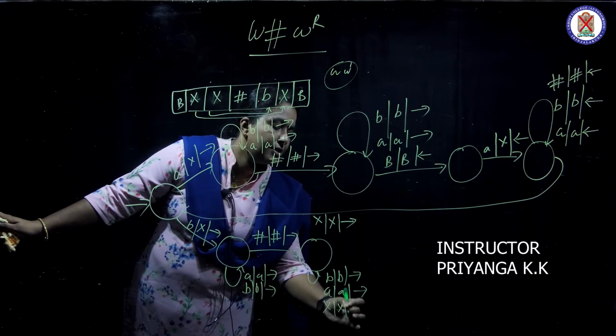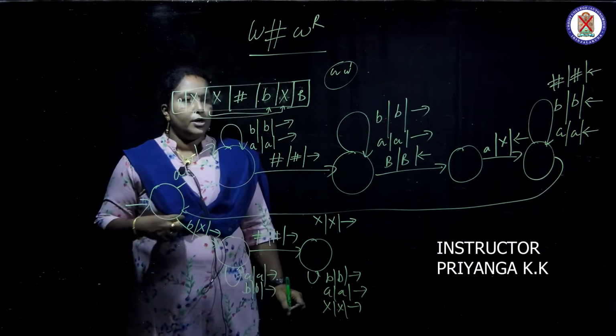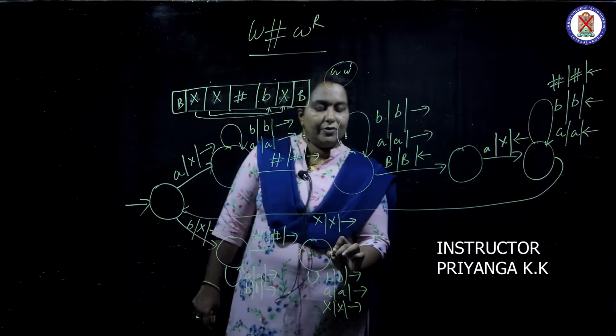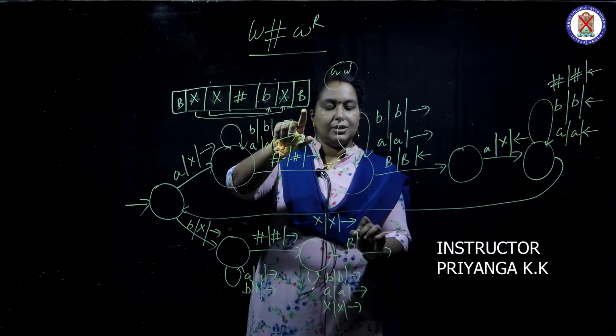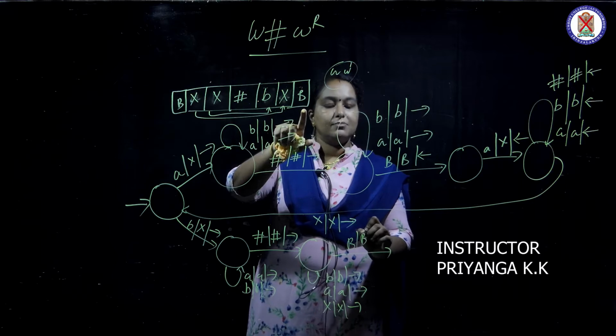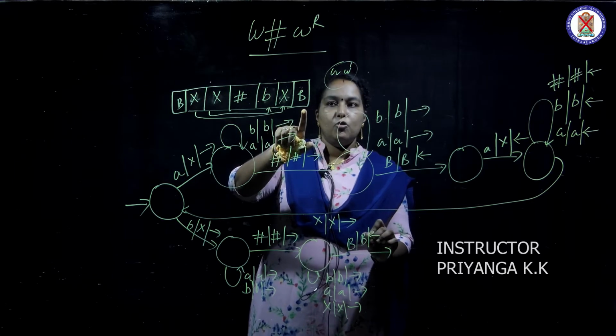X comes, I make it as X and move forward. Okay, next we will reach what? Our correct symbol, that is blank comes. Look, the same logic here also. Blank comes, I make it as blank and move backward.